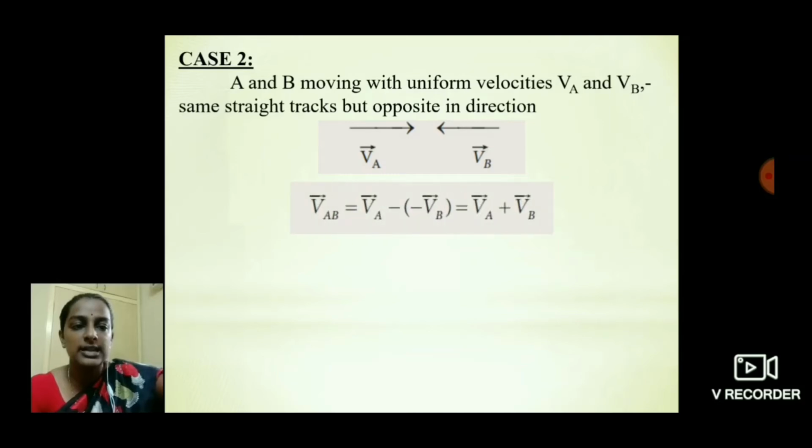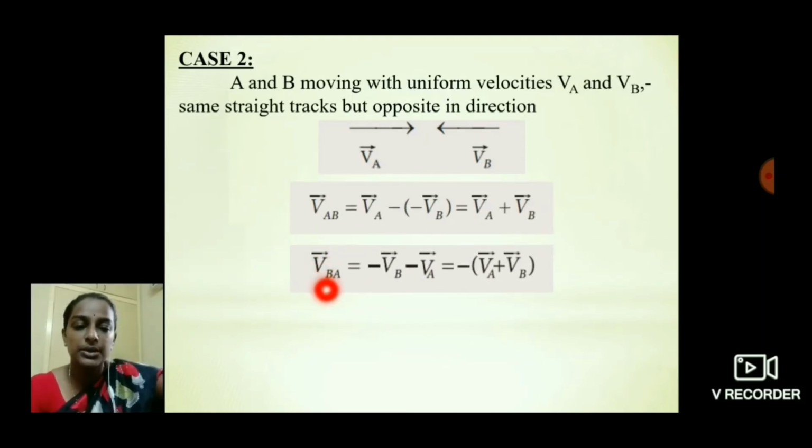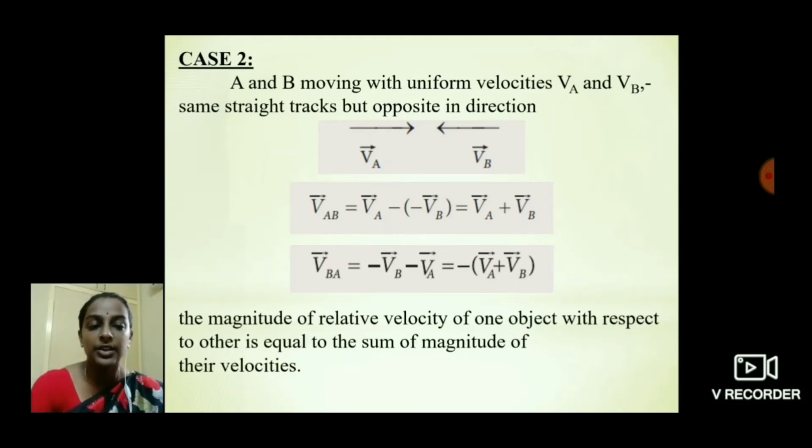So when we write it in formula, we get VAB, that is A with respect to B, is VA minus of minus VB, that is VA plus VB. And VBA, that is B with respect to A, is equal to minus VB minus VA, that can be written as minus of VA plus VB. So here the magnitude of the relative velocity of one object with respect to another is equal to the sum of the magnitudes of their velocities.